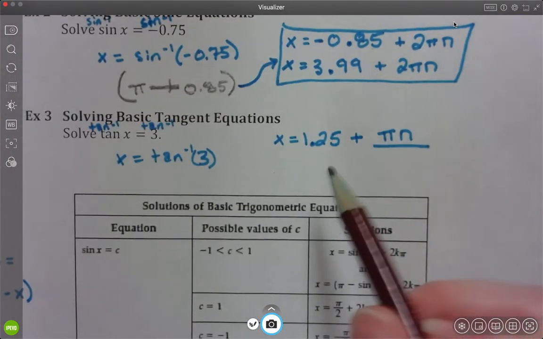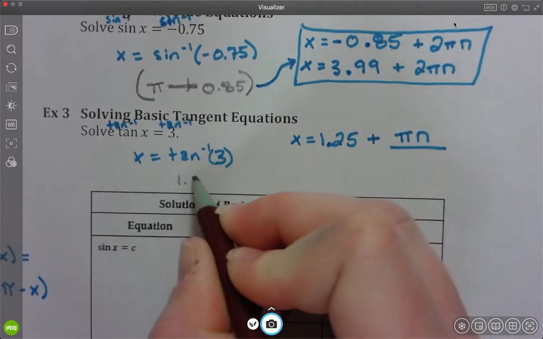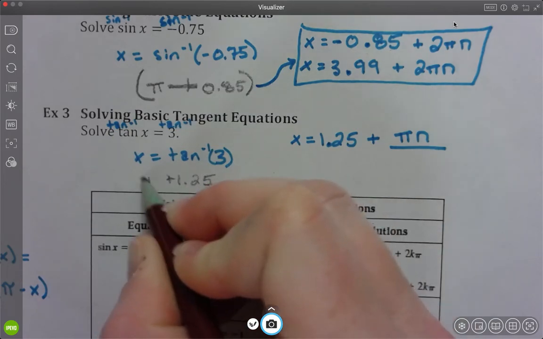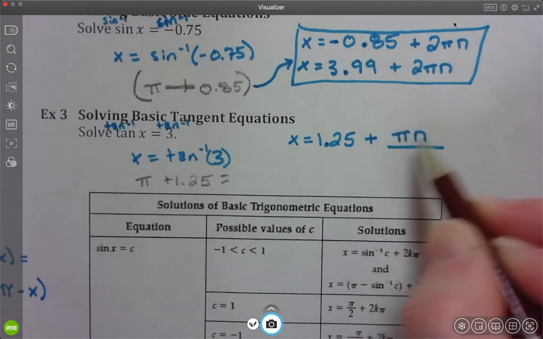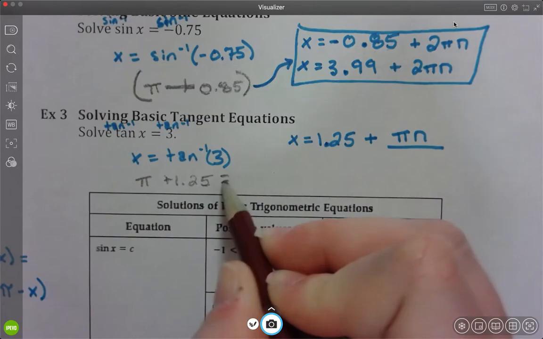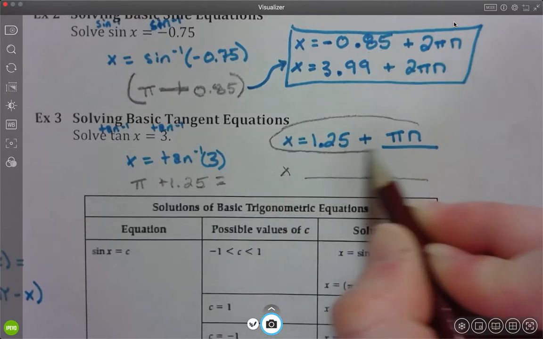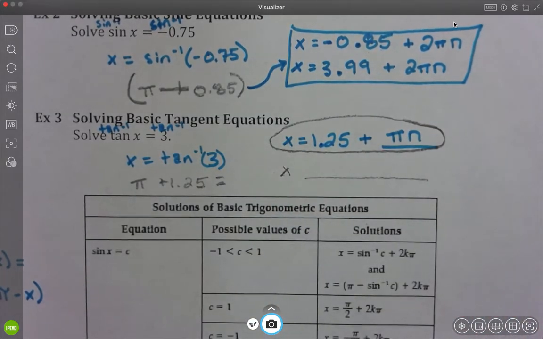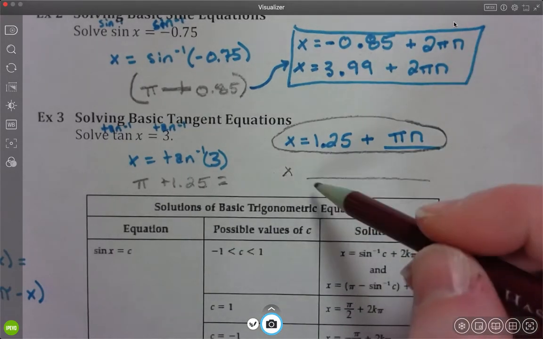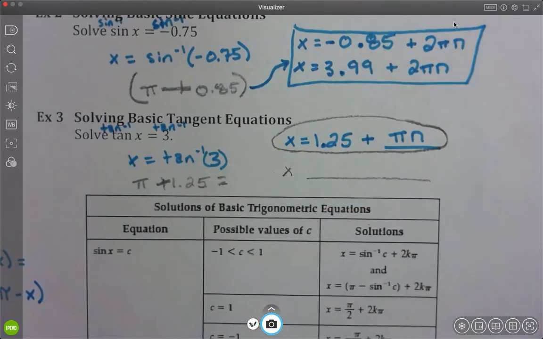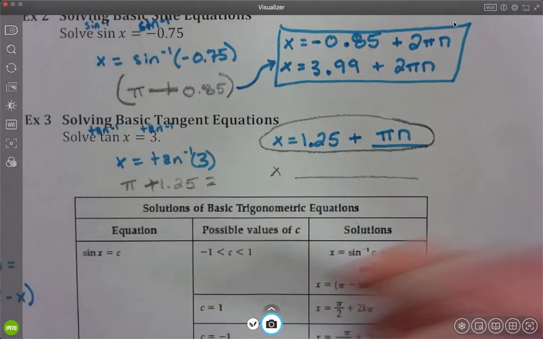If we want to find the second solution, I would really take 1.25 and add pi to that. But if I do that, we're already adding pi here. So I don't necessarily have to list my second solution, because it's already covered in this equation. I don't have to list it twice. So tangent's period is pi, and you're adding pi n to it.